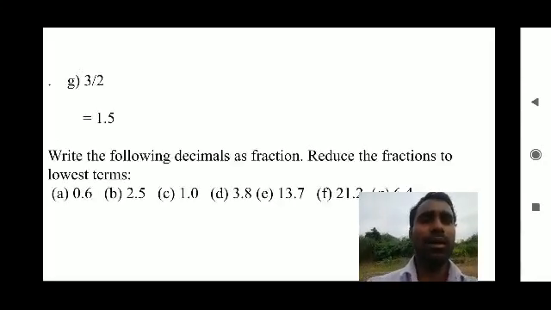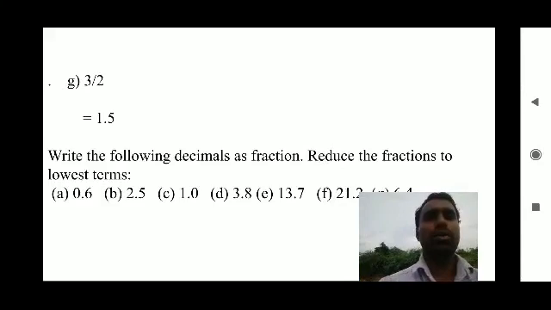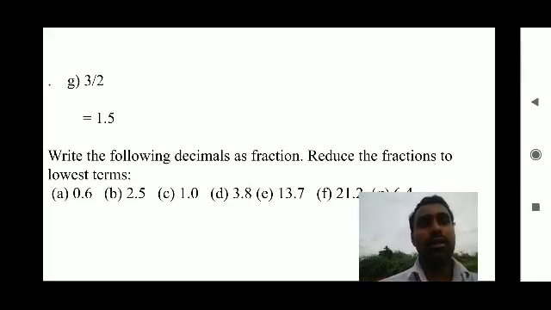Okay, next one, the G, that is 3 by 2, which is equal to, so if we cancel that one, means sir, how sir we can reduce this one? First we have to cancel. In 3, how many 2s are present? 1 2. So 1 2s are 2. Remaining what? Remaining 1 is there. So if you make a decimal point over there, that means in the quotient, you can add 0 to the remainder.